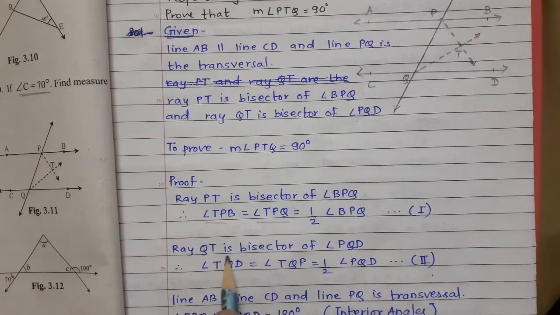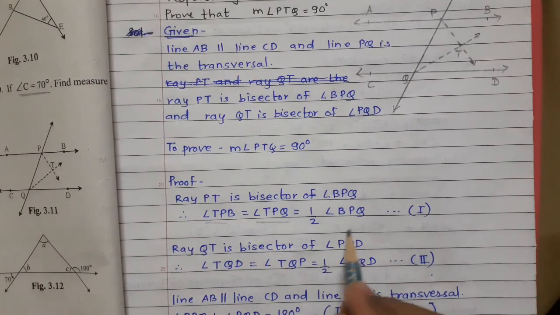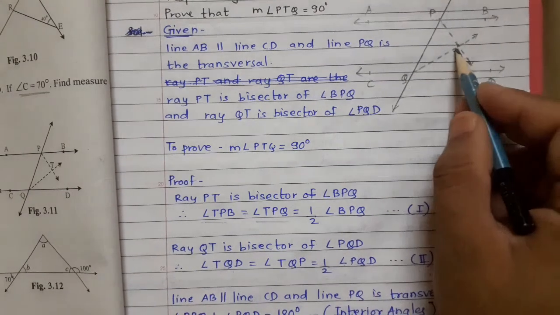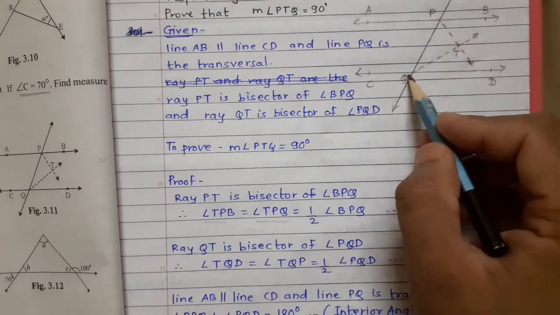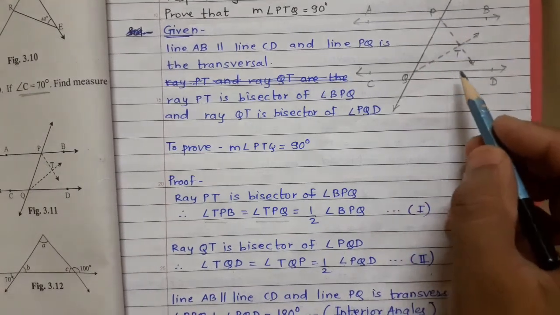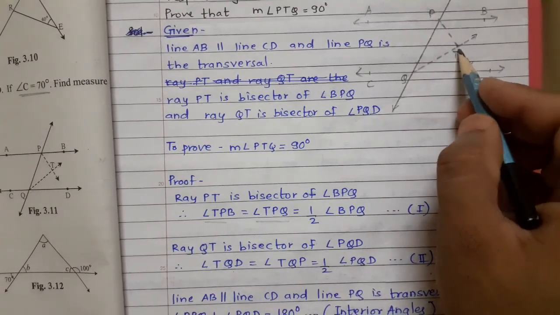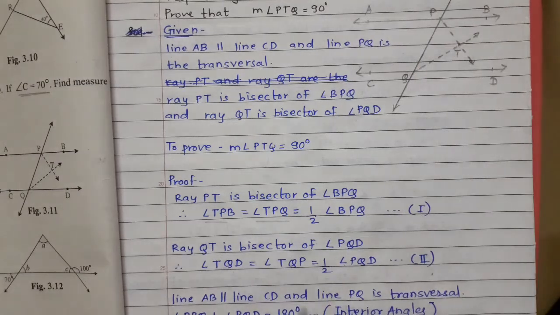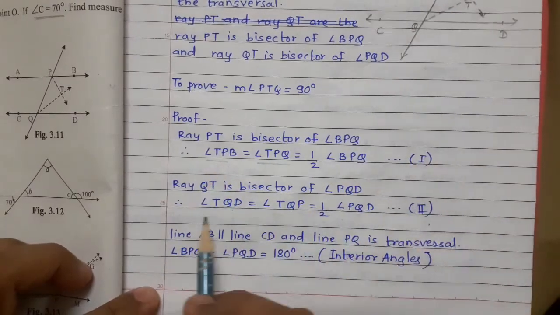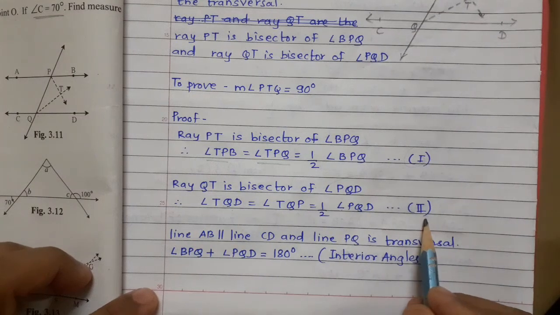Similarly, ray QT is the bisector of angle PQD, so we have angle TQD is equal to angle TQP is equal to 1/2 of angle PQD. Give it as equation number 1 and equation number 2.